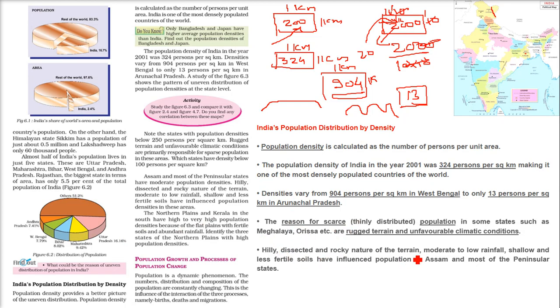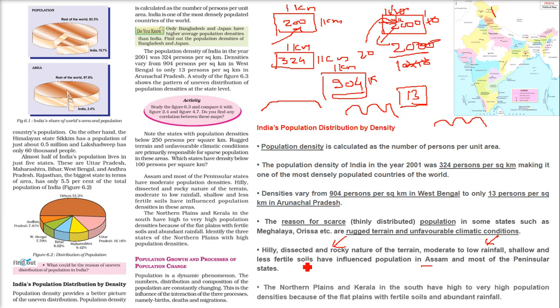So the hilly, dissected, rocky nature of the terrain, the moderate to low rainfall, that is, the rainfall may be less, the terrain is undulated, a lot of mountains or rocky mountains, and shallow and less fertile soils, that is, the land which is not very fertile, so people can't cultivate. So these are all the influences or the factors why in Assam and most of the peninsular states, we have fewer people living there.